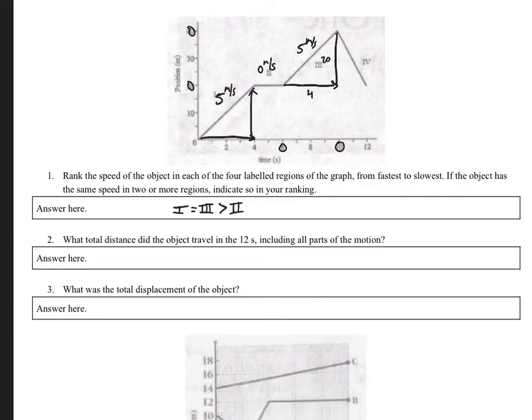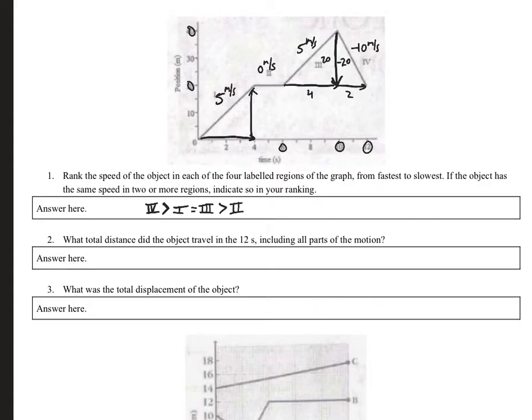And let's look at section 4. It falls 20, and the run is 2 seconds. So its rise is negative 20, its run is 2, so that is a slope of negative 10 meters per second. So the velocity is negative 10, but my speed is just 10 because all that negative is telling me is that this object is moving in a different direction. But it still has a speed of 10, which is greater than sections 1 and 3, which have a speed of 5 meters per second.